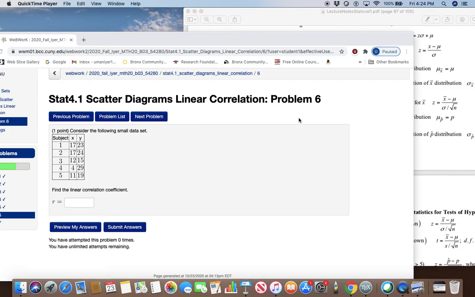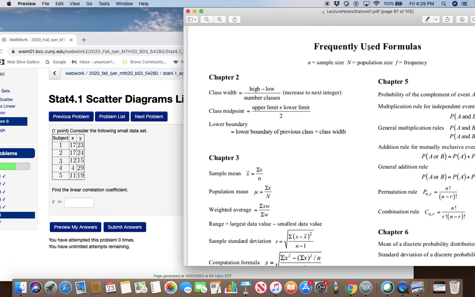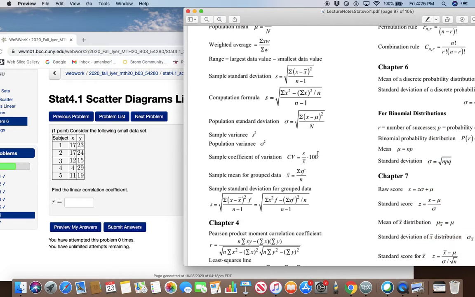Welcome back. Now we are on problem 6, statistics 4.1. We are given a bunch of data, 5 points, with x coordinate and y coordinate. Find the linear correlation coefficient R. For this, it's difficult to remember all the formulae, so we use our formula sheet, the frequently used formulas. It's available at the end of your lecture notes.